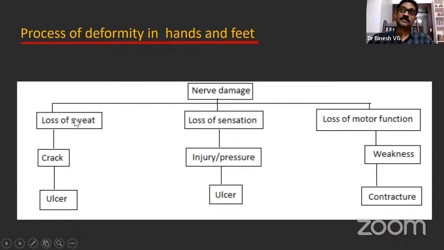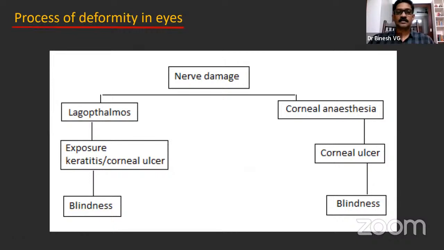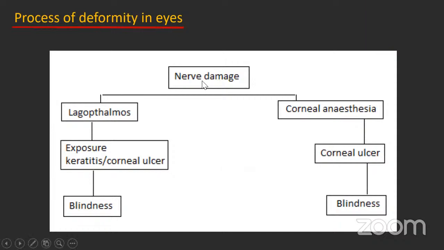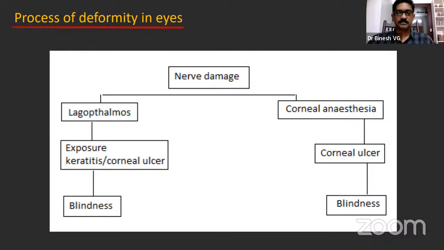Along with this, there can be involvement of the autonomic nerves also. So there will be loss of sweating, which will lead to dryness, cracking, fissuring, infection, and ulceration. So our prime aim is to prevent this nerve damage from occurring. And remember, reactions are one of the most important parts of the disease which can lead to this nerve damage. And in the eye, what is already told is about the process of deformity in the hands and feet. In the eye, again, there is involvement of the zygomatic branch of the facial nerve. So it will lead to lagophthalmos.